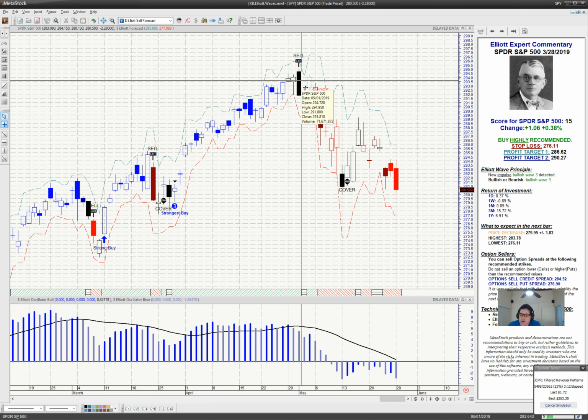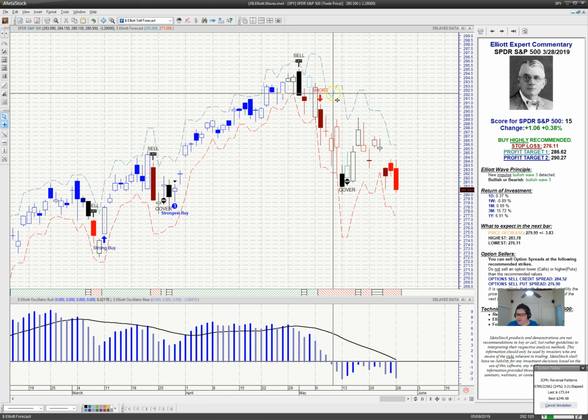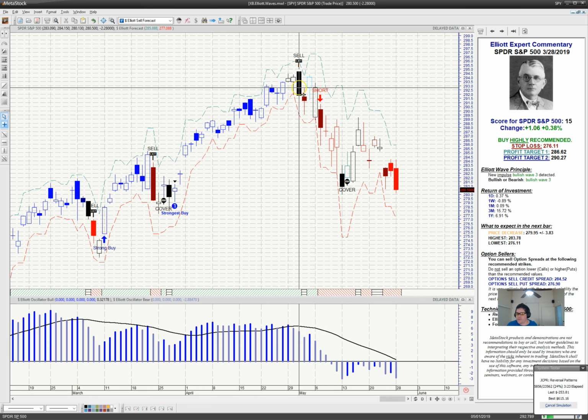And here finally on May 1st, it recommended you to get out of the stock market. Essentially, that's when all the stuff started happening with trade talks and everything.